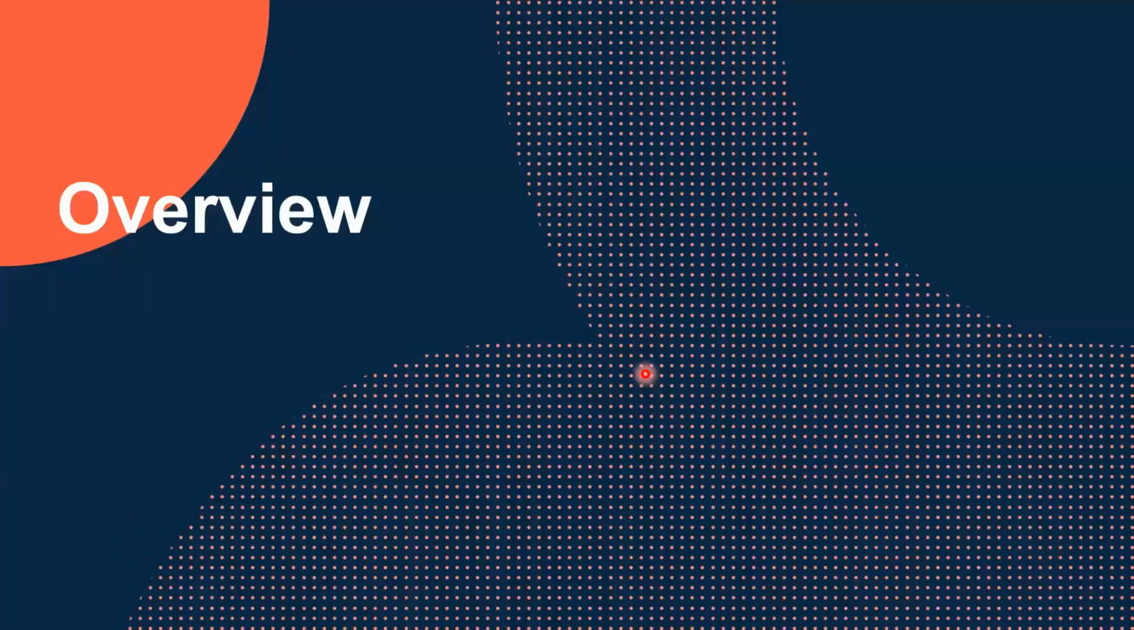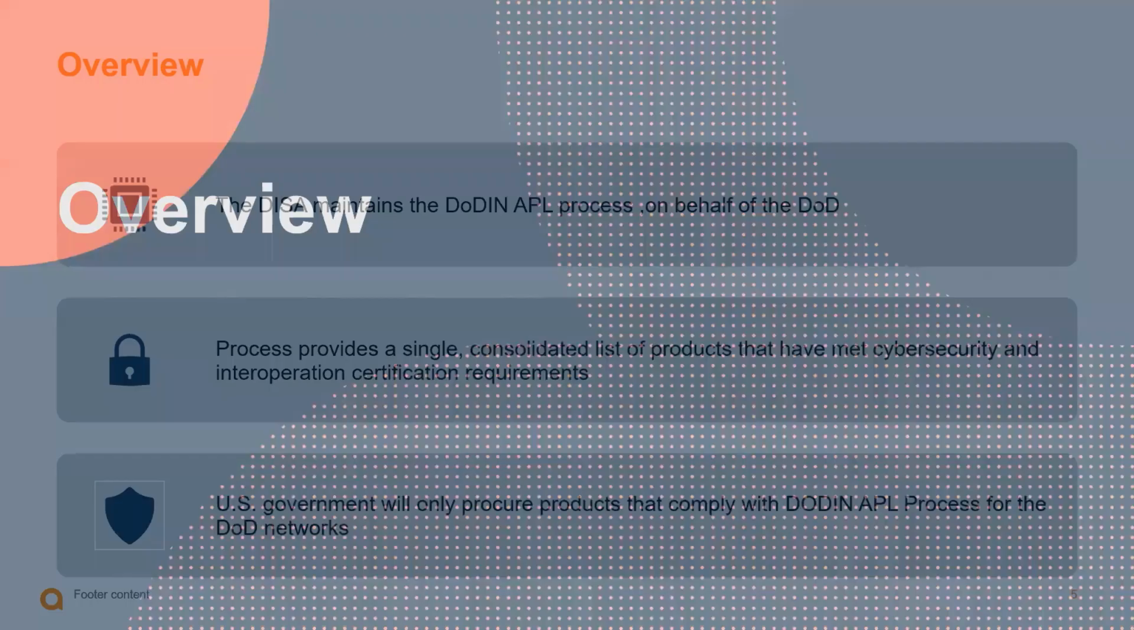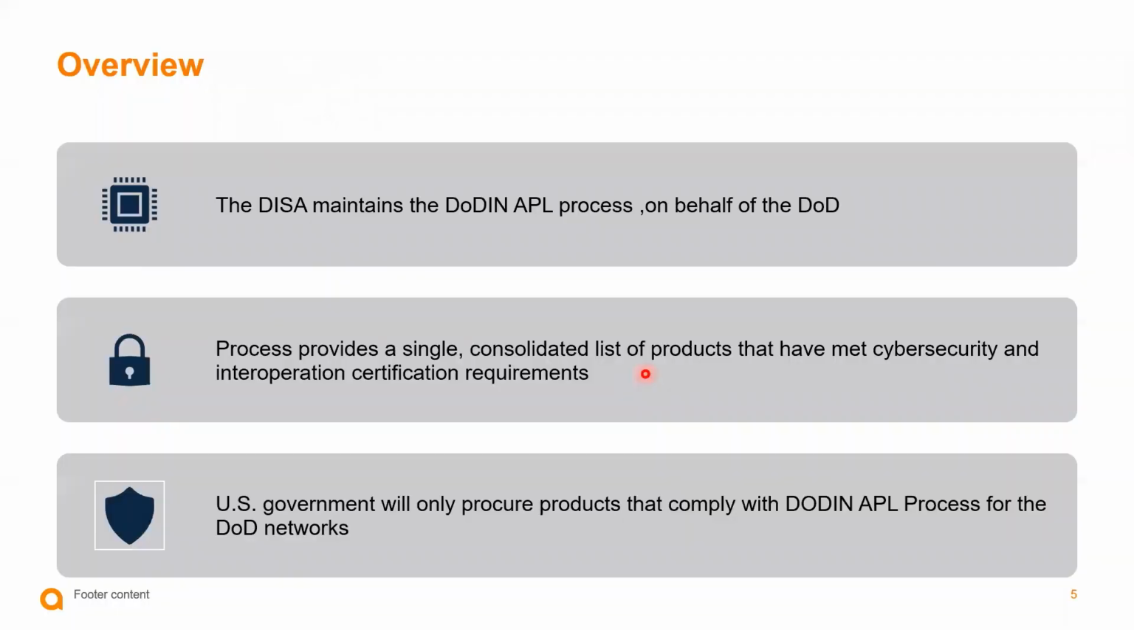Let's see the overview about DODIN APL certification. On behalf of the Department of Defense, the Defense Information System Agency maintains the Department of Defense Information Network Approved Product List. This process provides a single consolidated list of products that have met cybersecurity and interoperation certification requirements. The DODIN APL is an acquisition decision support tool for the Department of Defense organization interested in procuring equipment to add to the DISN to support their mission. The US government and defense organizations will only procure products that comply with DODIN APL process for the Department of Defense networks.